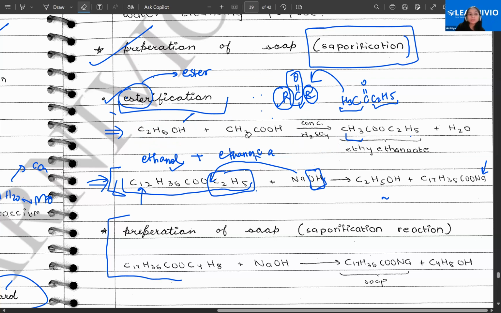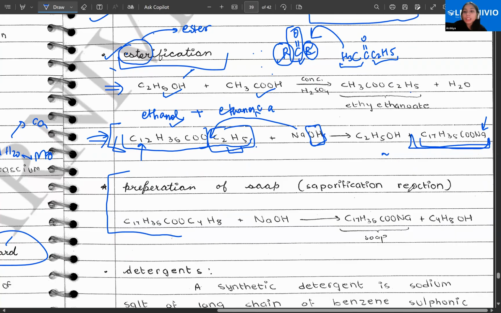Okay. Basically they are trying to tell you how ester is formed. We take alcohol and carboxylic acid, we react, and an ester is formed. Okay. And so this is what is happening. We have an ester here, and now we are reacting with sodium hydroxide. As a result, OH and C2H5 react, and the remaining chain is bound with Na. That is what we need, right? Yes, ma'am, this is what we need.